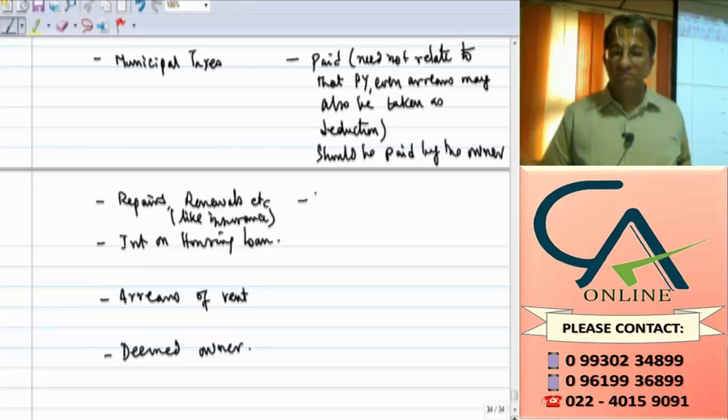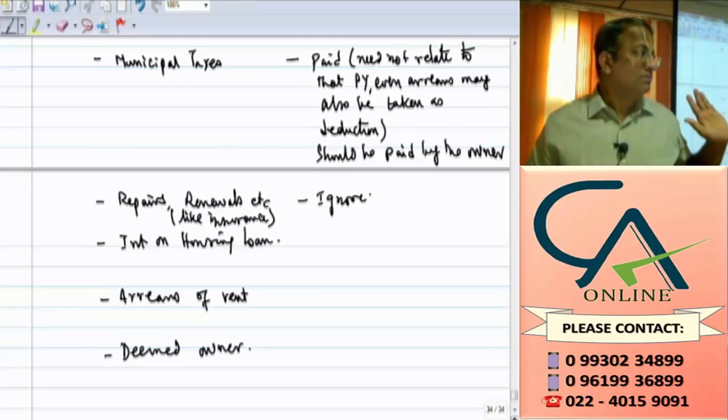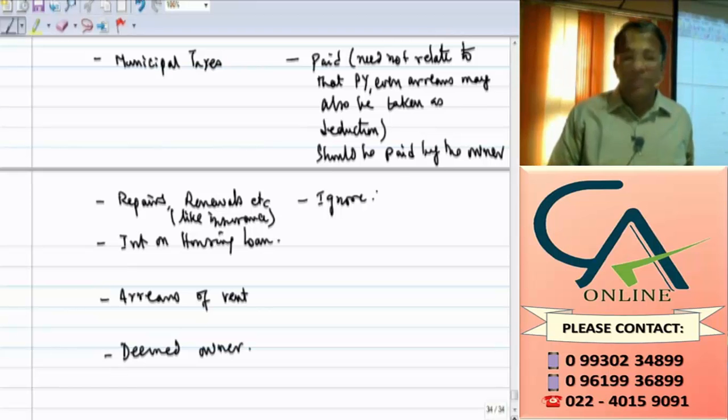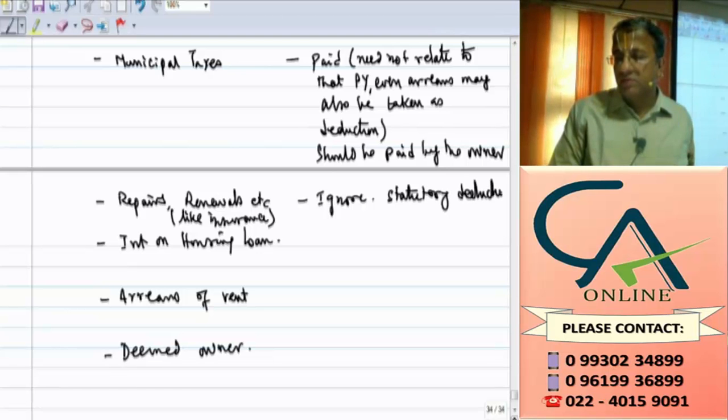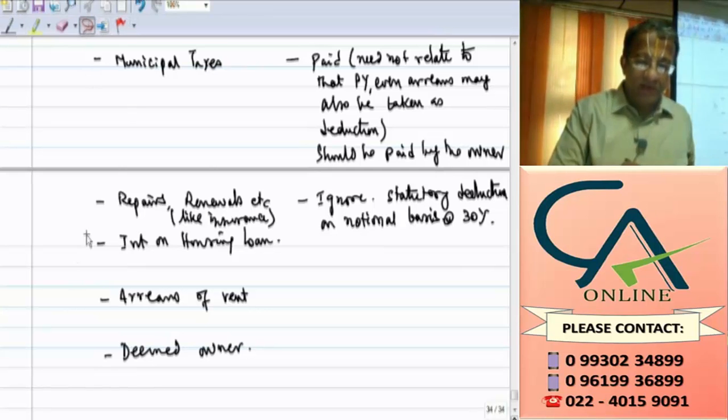Paid basis. Ignore. Paid or payable, please ignore. Because the department is providing something called a statutory deduction. What is that? Statutory deduction on a notional basis at the rate of 30%.